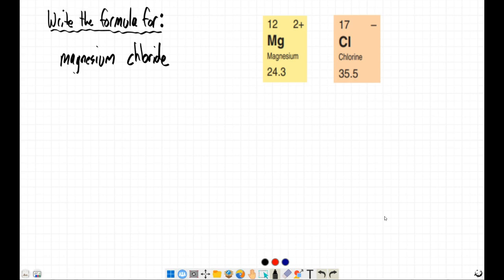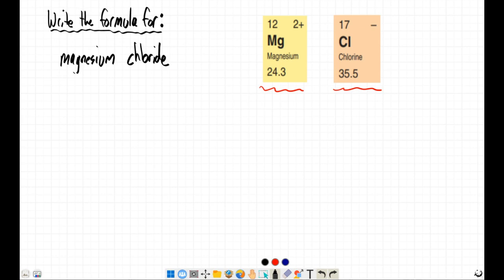We're going to move on from naming formulas to writing the actual chemical formulas now, after being given the name. So here we have magnesium chloride, and I've already pulled the relevant information from the periodic table here for magnesium and chlorine. Note that in the chemical name we have chloride and not chlorine, so it's already had that modification to the end of the word that we saw in our other questions where we were writing the chemical names.